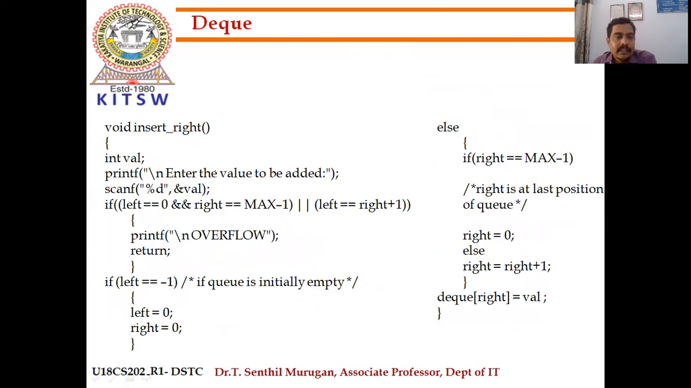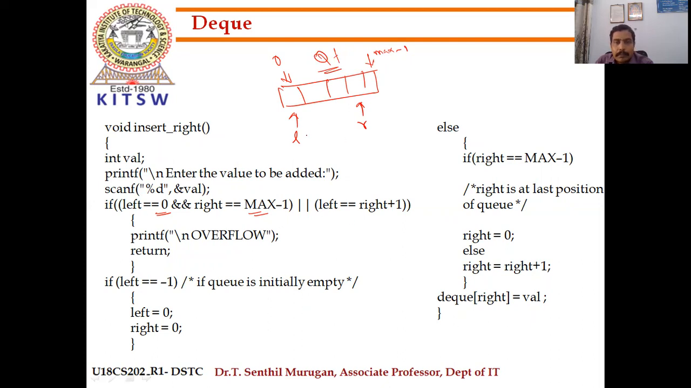So for insert right side, what do we have to check? The queue is there. Here the left pointer is pointing here, and the right pointer is pointing here. For example, you want to insert at the right side. What do you have to check first? Whether the queue is full or not. Full means the left pointer is pointing to location 0 and the right pointer is pointing to the maximum location. So here the left is pointing to location 0 and the right is pointing to maximum minus 1 location. The queue is full, and you are unable to insert the element.